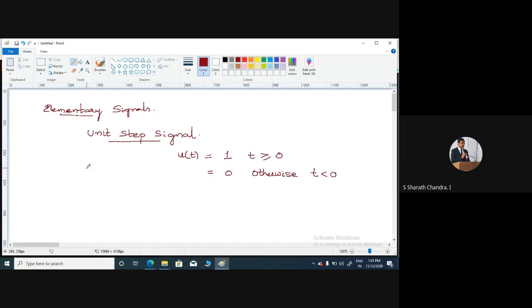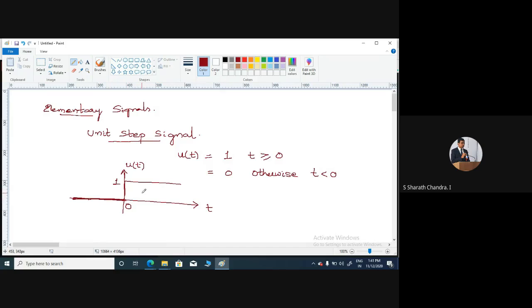And it can be represented in this form by using a graphical representation. You can see the unit step function is equal to 1 for t greater than or equal to 0. This is generally represented with u(t), and this is the time axis, and you can see that for all t greater than or equal to 0, it is equal to 1, and for t less than 0, it is equal to 0.